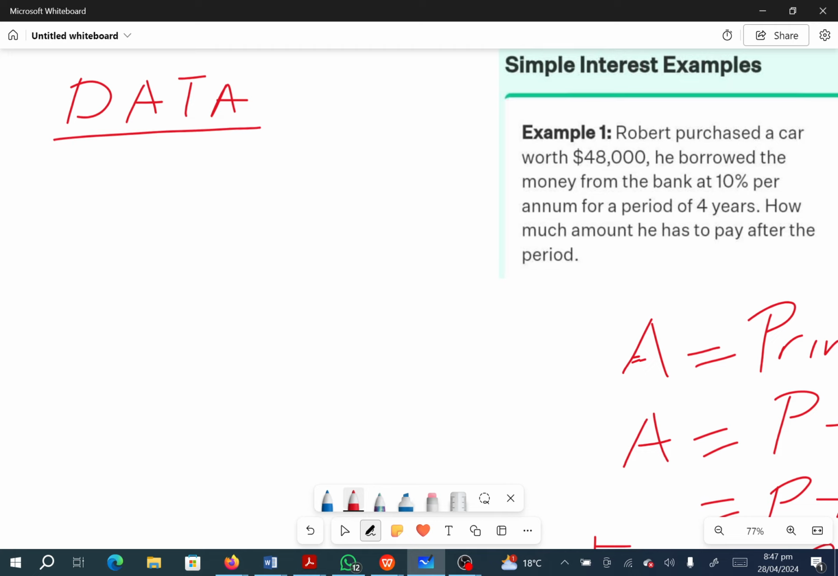From the question, we have a principal amount, so we'll say our principal amount is $48,000. So just say 48,000.